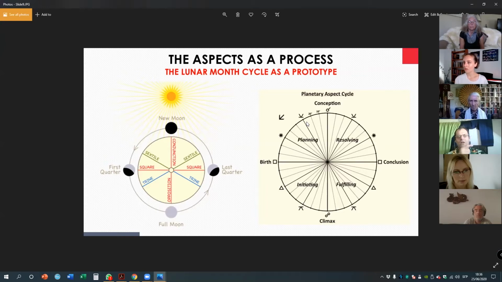Are we talking in interpretation of aspect in natal or in transits? I think it's the same, isn't it? The same. As a principle. Yeah, we can do it that way. It is the same as a principle.